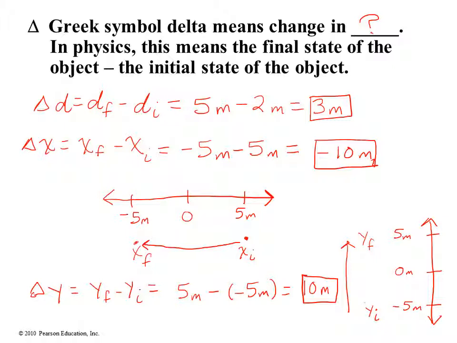Below we have a vertical one, so I've substituted y in, and I've drawn a picture. So this particular object is going from the negative 5 meter mark and heading up to the 5 meter mark. So we have 5 meters minus a negative 5 meters, which ends up being 10 meters. And it is a vector, so this object is moving in the positive y direction, exactly 10 meters.